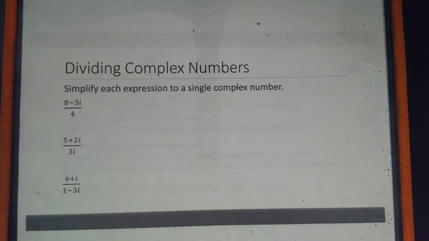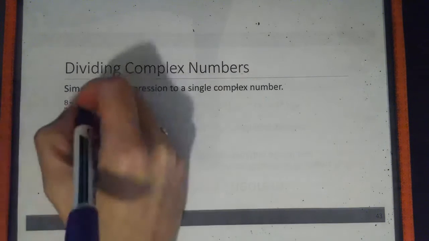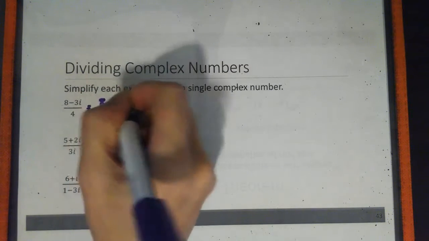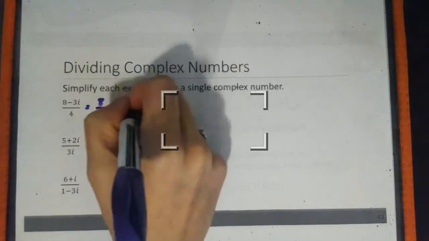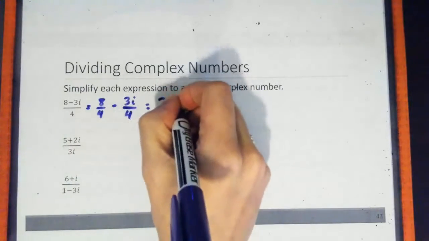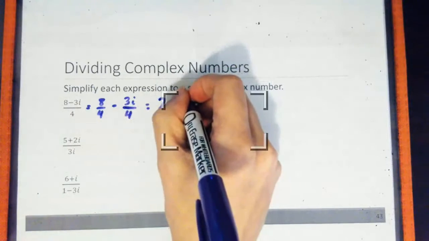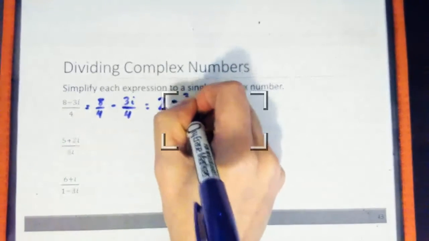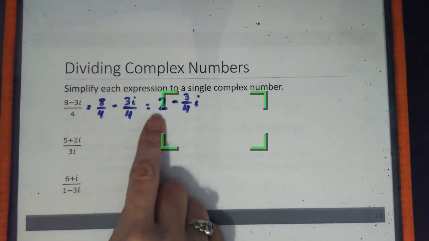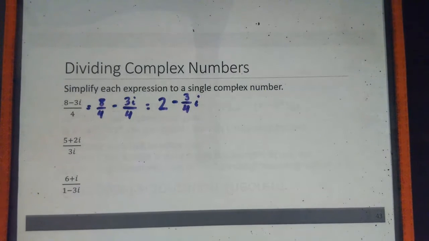So starting here, we have 8 minus 3i over 4. I don't have an i in the denominator, so I'm just going to split this up into 8 over 4 minus 3i over 4. And 8 over 4 is 2. So I'm looking at 2 minus 3i over 4, which I can write as 3/4 i. That way we can clearly see our a plus bi.